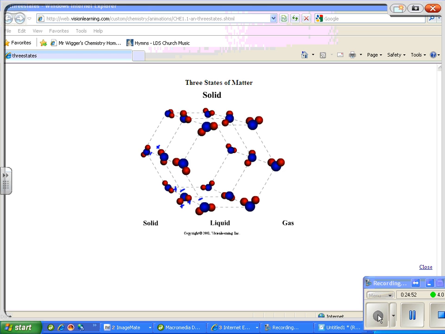Without that intermolecular force, people, we would have no rivers, we would have no oceans. This would be a different Earth. And we wouldn't be here because we wouldn't have water to drink. You can't go without water very long. You can go longer without food, but you can't go without water very long.